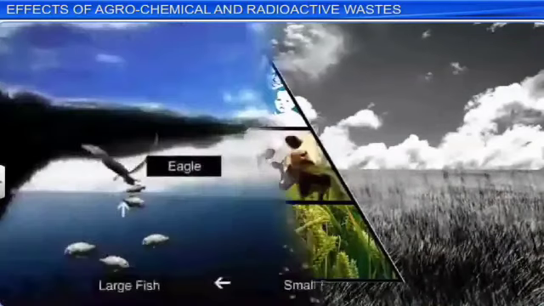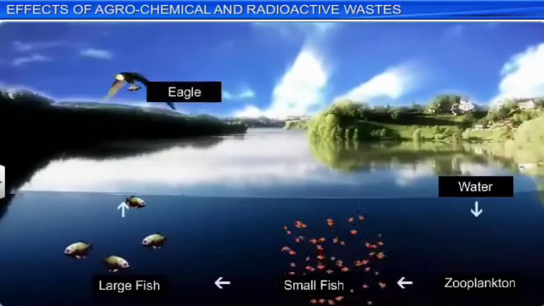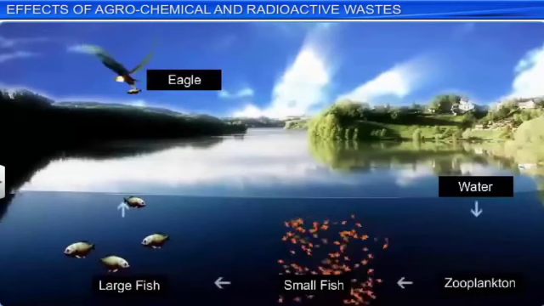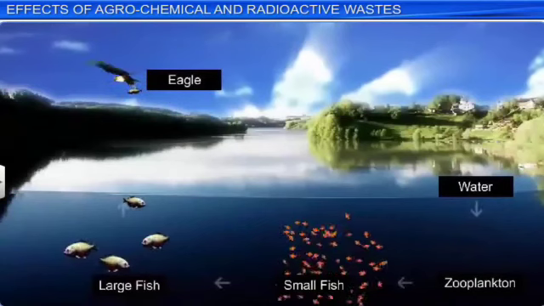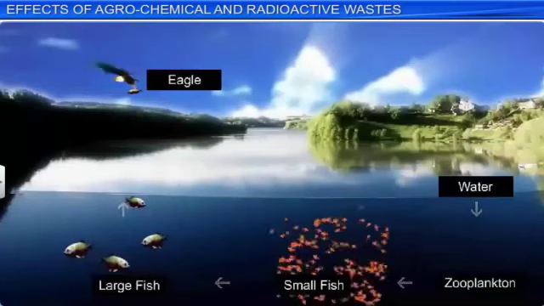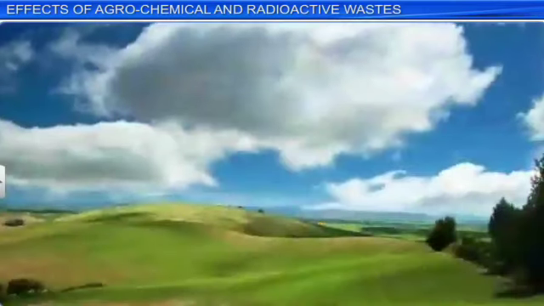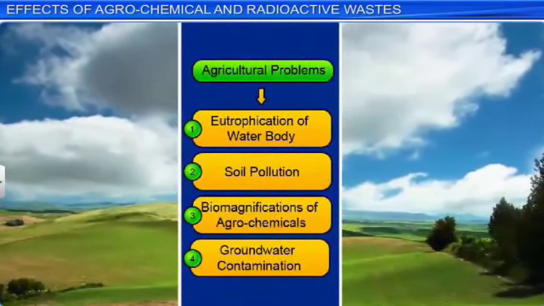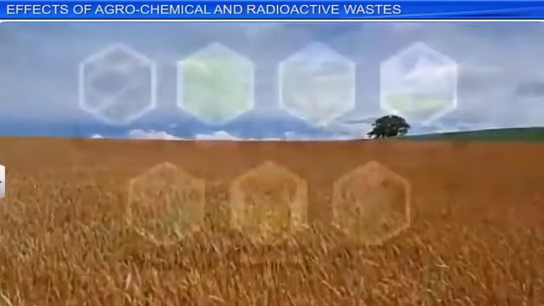Similarly, biomagnification of DDT in an aquatic food chain including zooplankton, small fish, large fish, and fish-eating birds is shown in the diagram. Apart from biomagnification, there are some serious agricultural problems that need immediate attention. One of the best ways to address this problem is by incorporating organic farming.